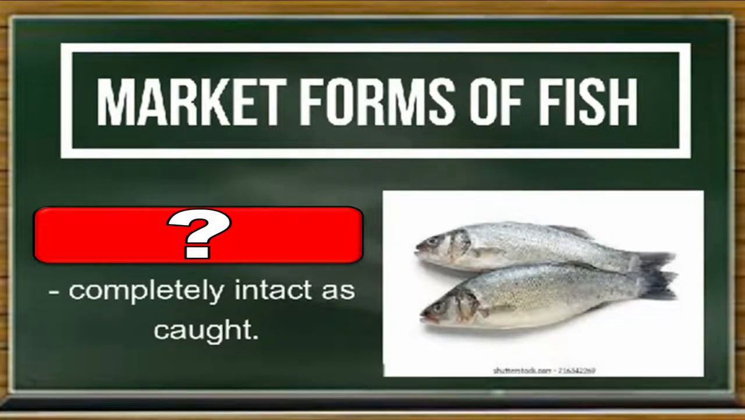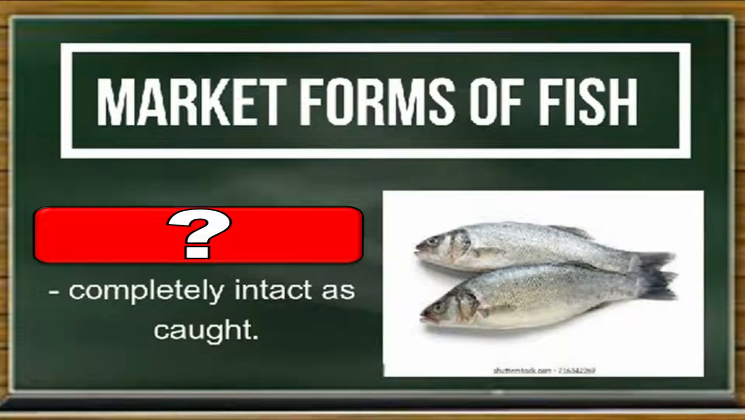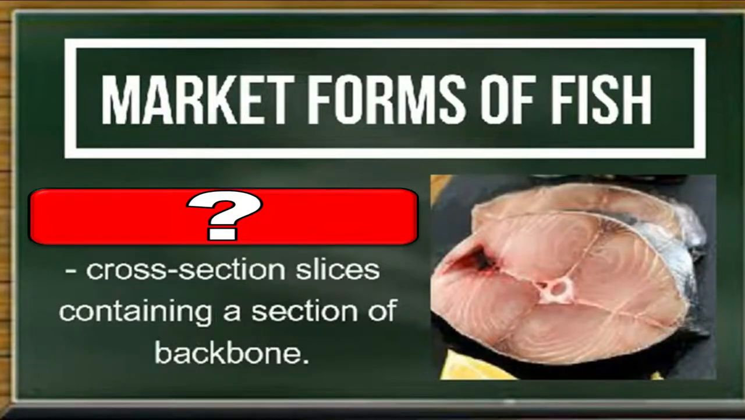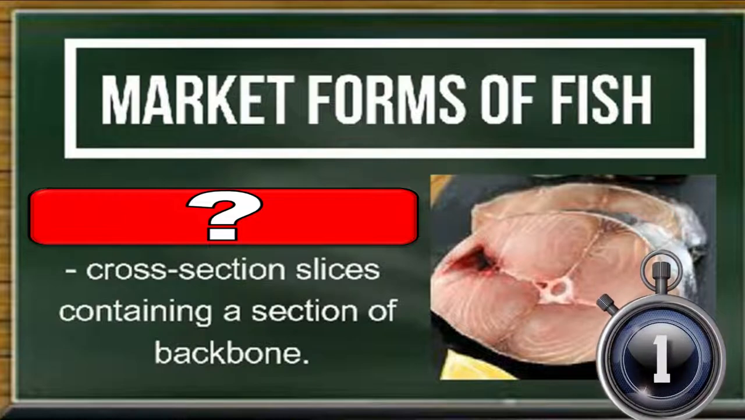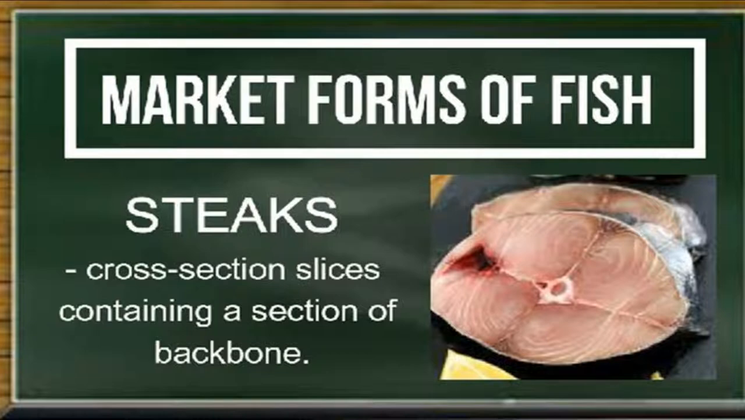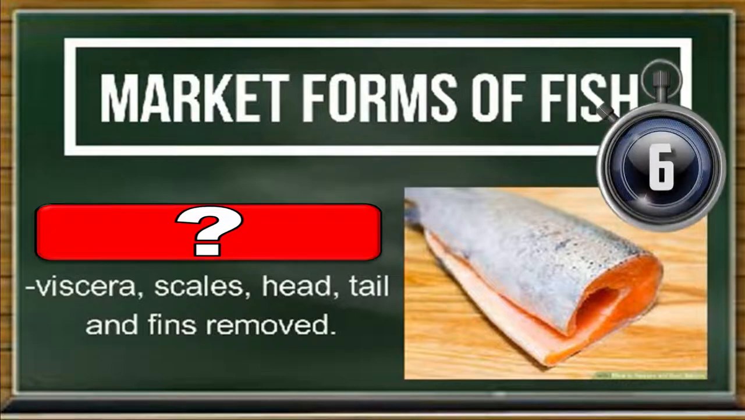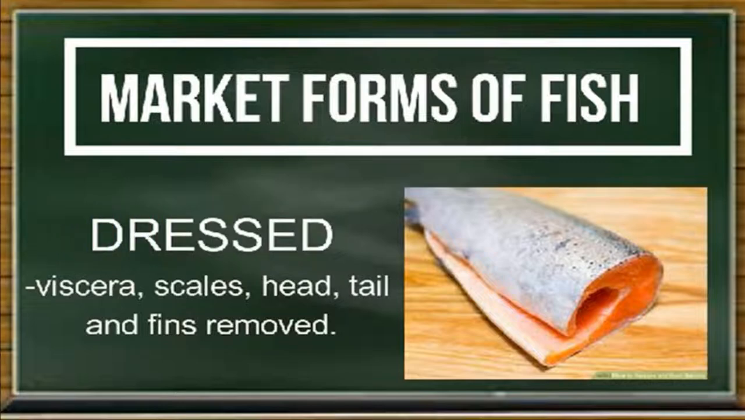What market form of fish refers to completely intact as caught? The right answer is what we called whole. This refers to the cross-section slices containing a section of backbone. What market form of fish do you think is this? You got it right if you answered steaks. And lastly, this is a market form of fish wherein viscera, scales, head, tail, and fins are removed. The right answer is dressed.